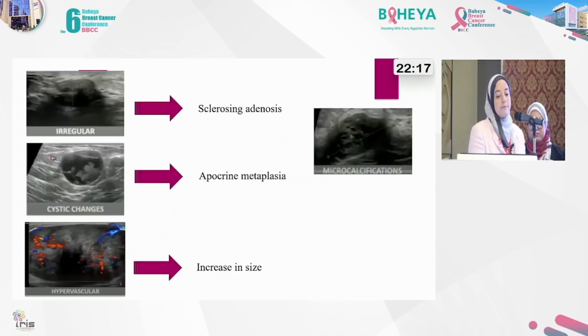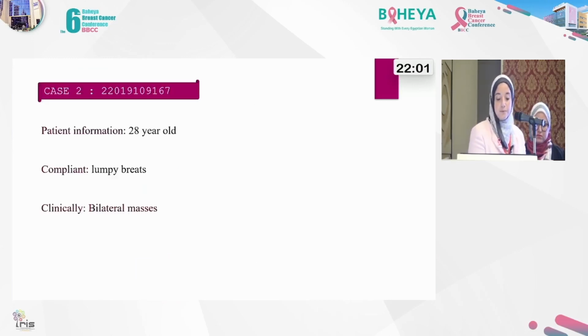These findings can be seen on mammography or on imaging as an irregular border, cystic changes with apocrine metaplasia, or an increase in size when the lesion appears hypervascular. And the microcalcifications can be seen as echogenic foci on ultrasound.